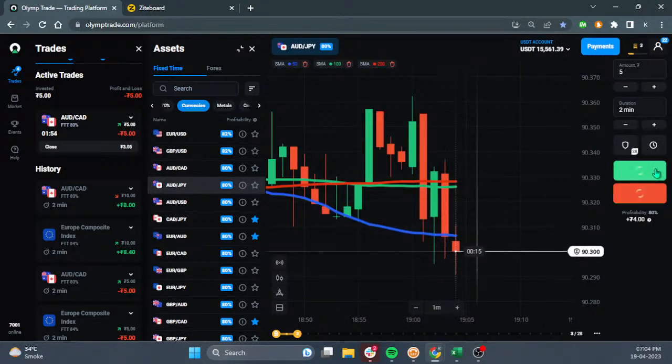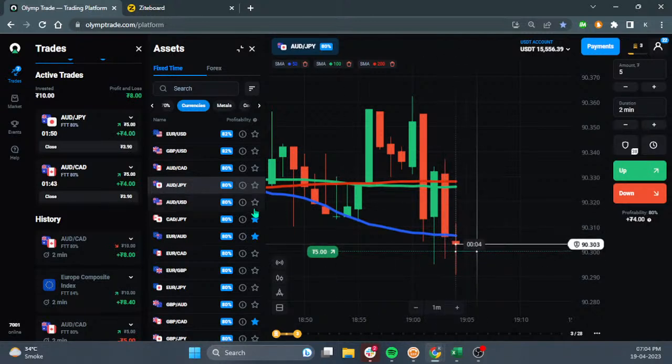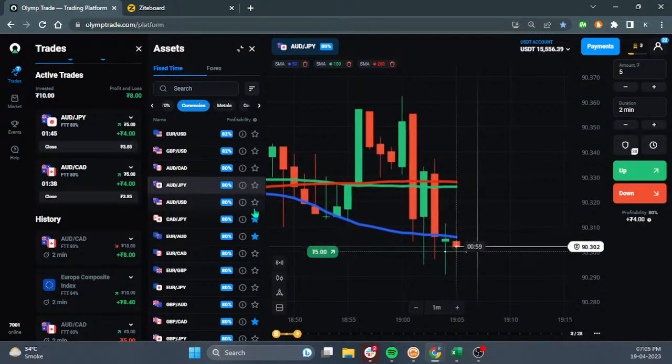Here, I will open an up trade. Why? Because it's here. I think I made a mistake here. I should have opened a down trade because there's a chance of reversal. But let's see. Even if you make a mistake, accept it gracefully, because you will learn from it. Not an issue.